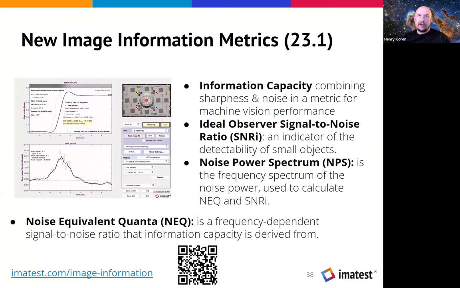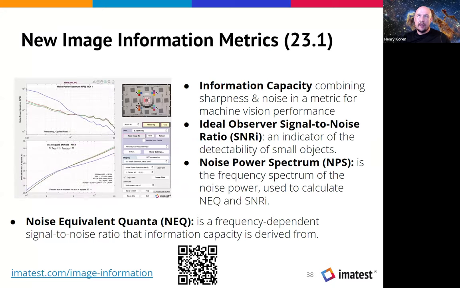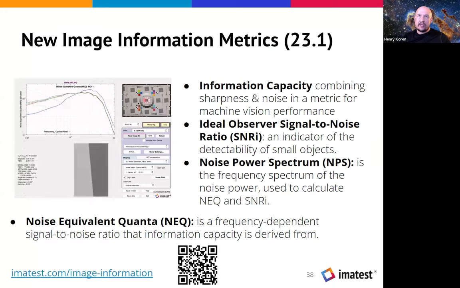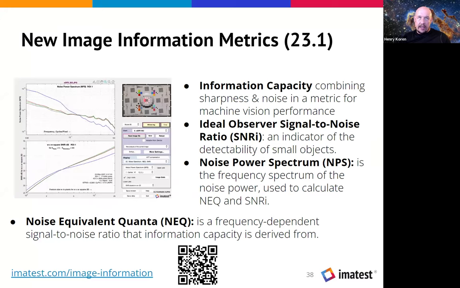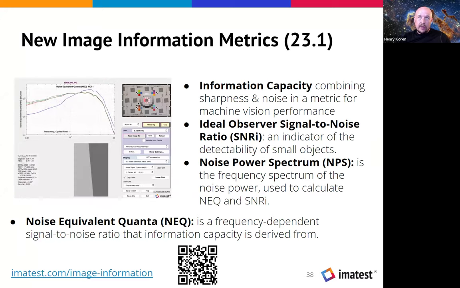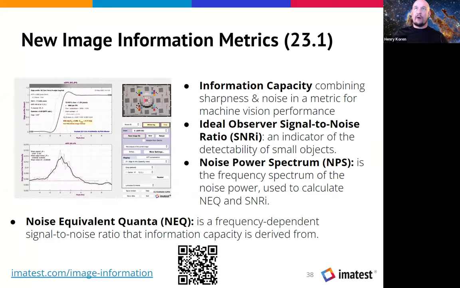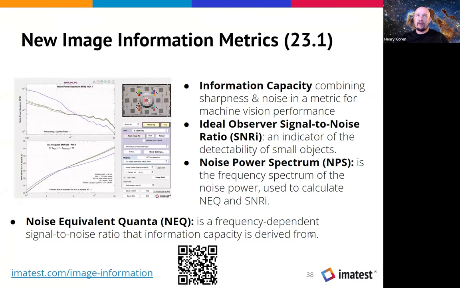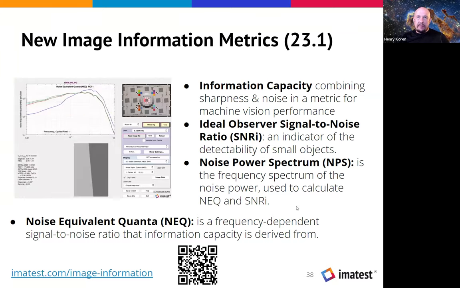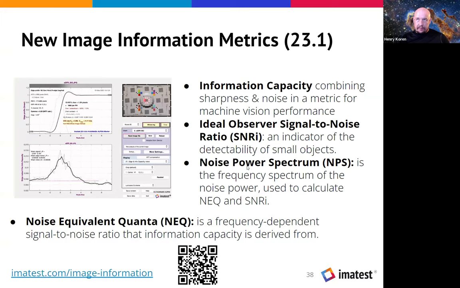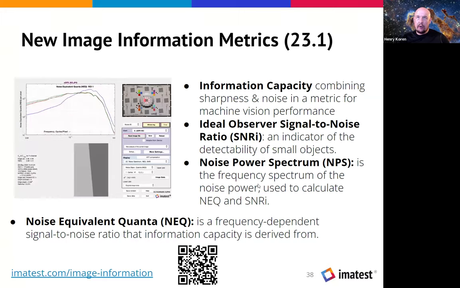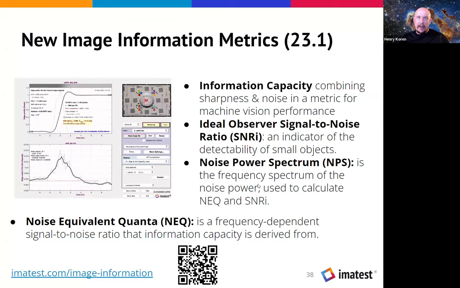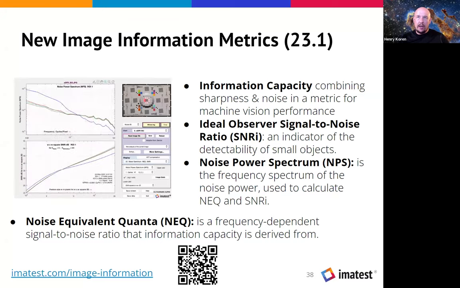Image information metrics, we've also called this just information capacity. These are metrics that combine sharpness and noise in a metric that's intended for machine vision performance. There's a variety of types of metrics that are related to that. There's an ideal observer signal noise ratio. There's noise power spectrum and noise equivalent quanta.